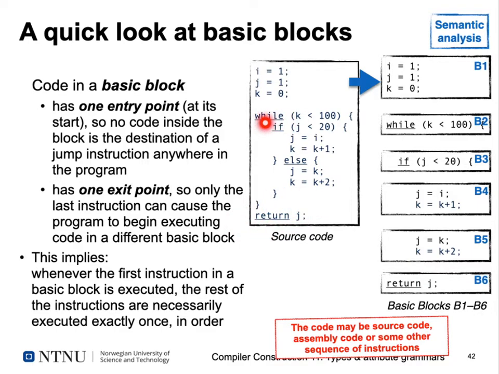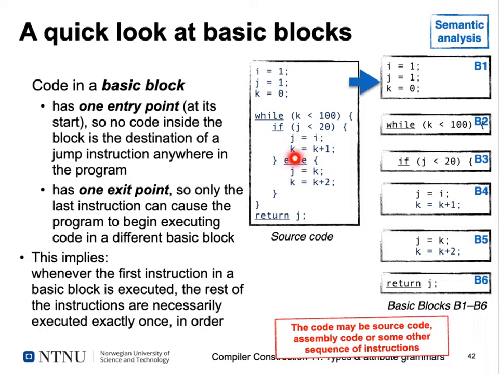So since we jump out of here, we have one defined exit point here. So this while is a basic block on its own. And the same happens for if, because if can either continue running into here, or it can jump over here. So this is its own third basic block here.